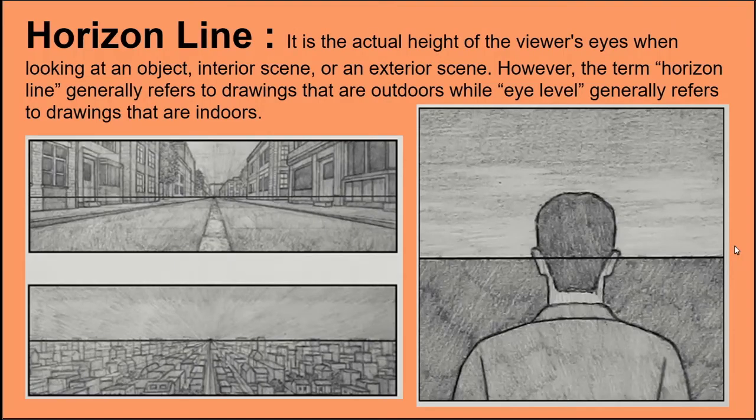Horizon line is the actual height of the viewer's eyes when looking at an object or an interior scene or an exterior scene. Horizon line generally refers to drawings that are outdoor, while eye level, which is also known as a horizon line, generally refers to those drawings that are indoor.